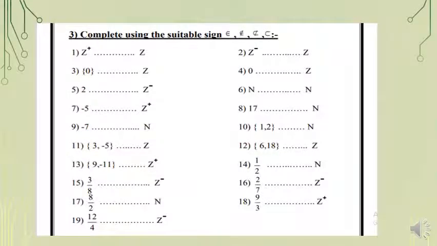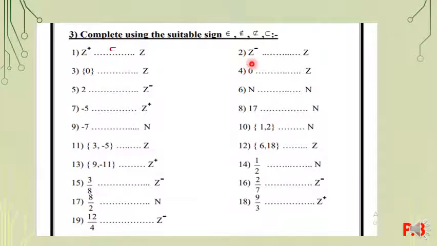Booklet page 3. Number 3. Complete using the suitable sign: belong, doesn't belong, not subset, and subset. Let's remember that belong, doesn't belong when we have the relation between an element and a set. Subset or not subset when we have a relation between a set and another set. Number 1, Z positive, and here we have Z. This is a set, another set. Do we have all the elements of Z positive inside Z? Yes, we have. So the suitable sign here is subset.